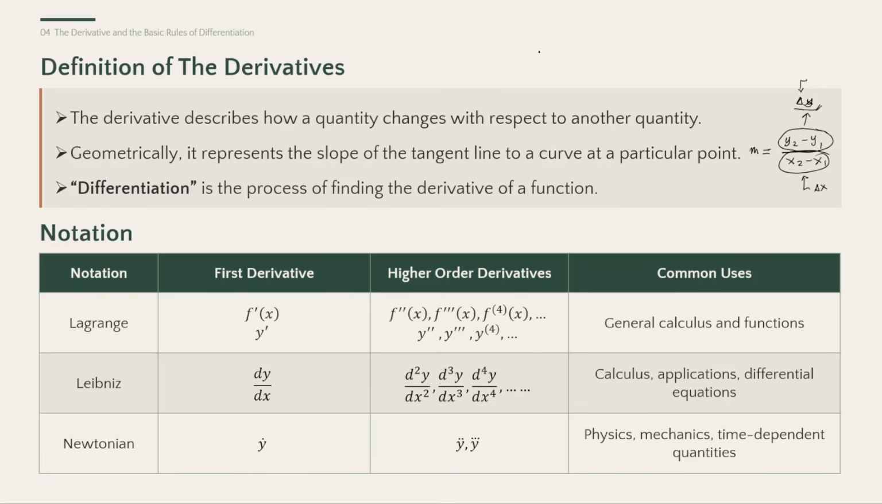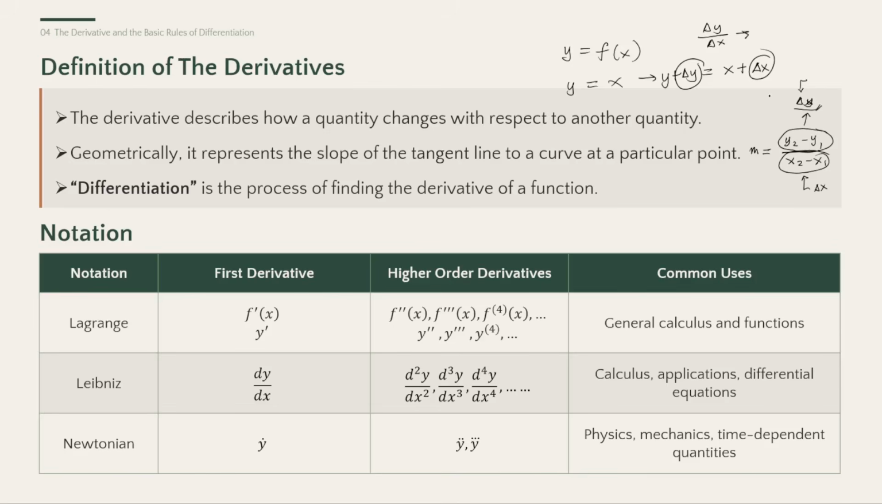Because in an equation, for example, we have y is equal to f of x, or to simplify, let's just say y is equal to x. If x changes, that change in x will also result in a change in y. If you get the ratio of these changes, the change in y over the change in x, this corresponds to the derivative.